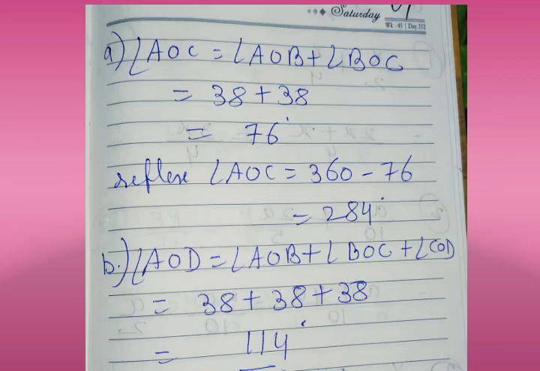Now next, AOD. AOD you have to find out, and AOD is equal to what? AOB plus BOC plus COD, and AOB is 38, BOC is 38, and COD is also 38. It is given in the question only, and this when you will add you will get 114.